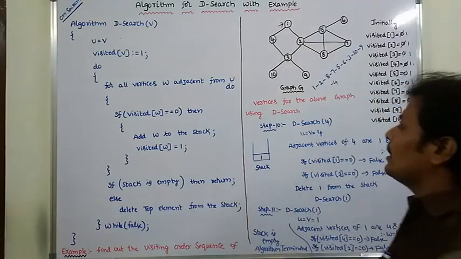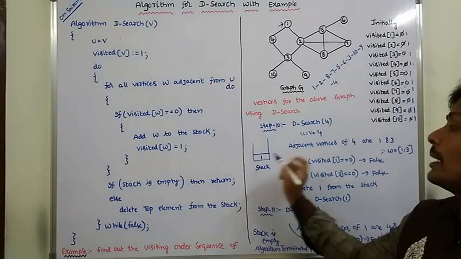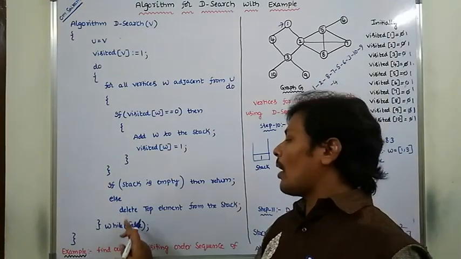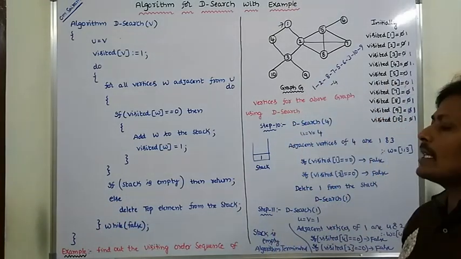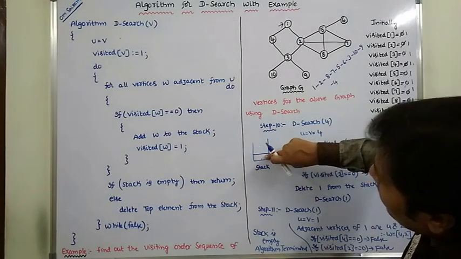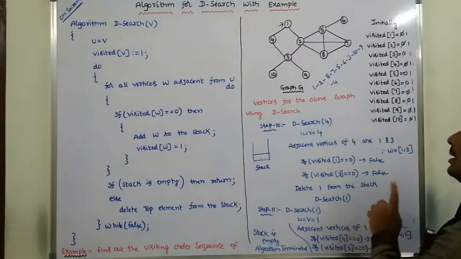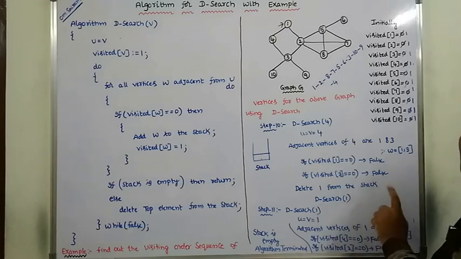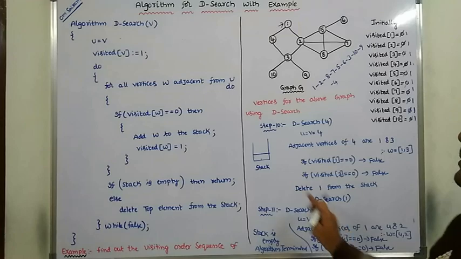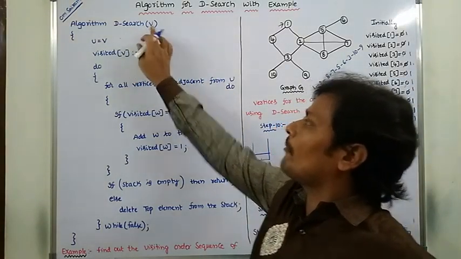If stack is empty? No, the stack is not empty. Stack contains one element, so this is false. Control goes to the else block: delete top element from the stack. Now the top element is 1, so 1 is deleted from the stack. Now call DFS of 1. Algorithm DFS of 1.